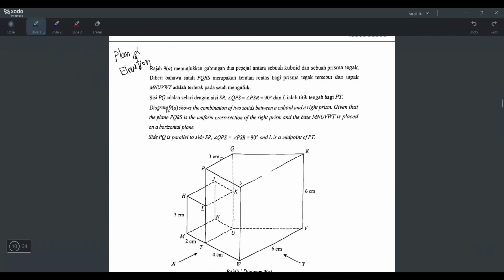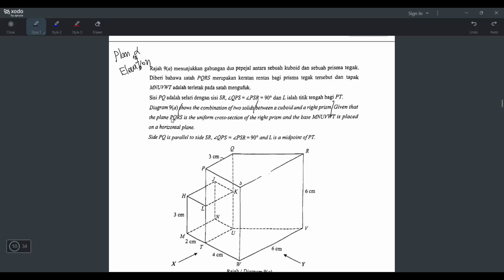Okay, let's read from here. Diagram 9A shows the combination of two solids, a cuboid and a right prism. So the cuboid is referring to this, the right prism is referring to this, right? Okay, the reason they call it a prism is because there is a cross section here. The cross section here is this trapezium shape. Okay, so this is a prism where the cross section is a trapezium.